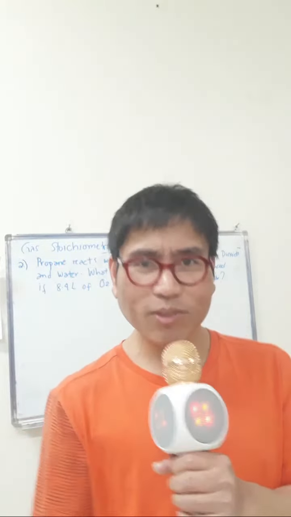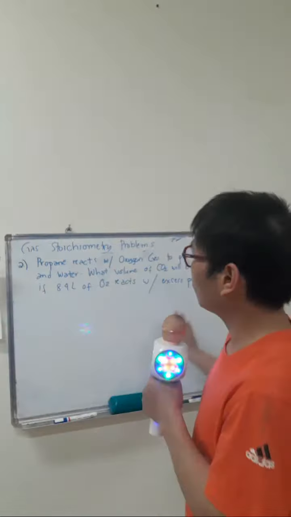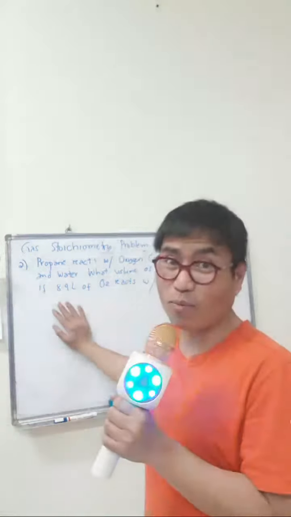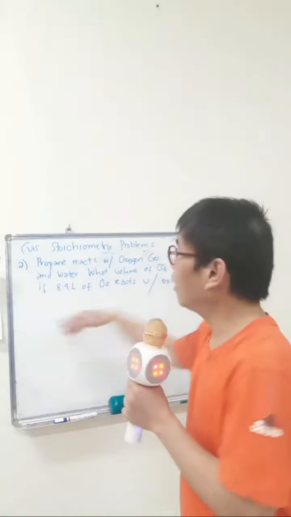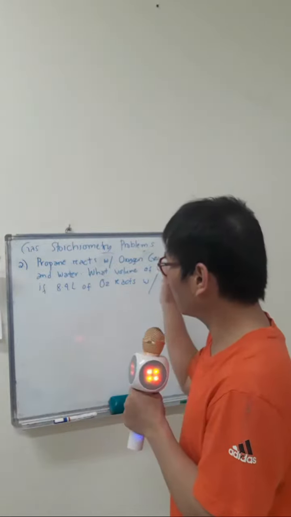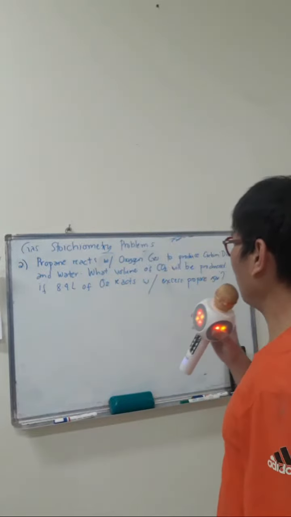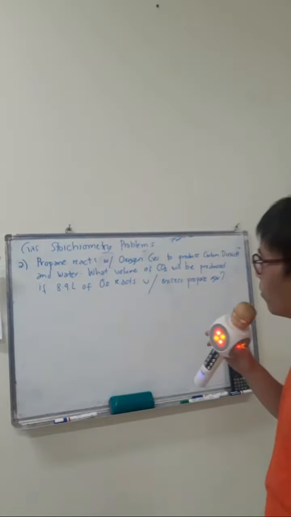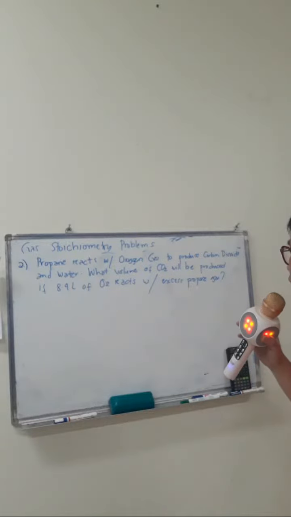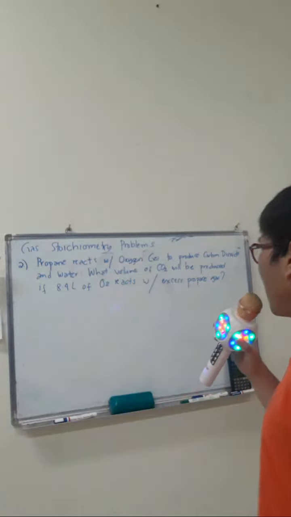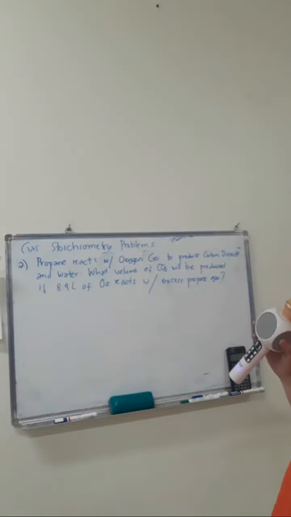Stoichiometry problems. Problem number 2. Oh, it's going to be quite a little bit difficult compared to the previous one, right? Okay, the question states like this. Propane reacts with oxygen gas to produce carbon dioxide and water. What volume of carbon dioxide will be produced if 8.4 liters of oxygen gas reacts with excess propane gas?